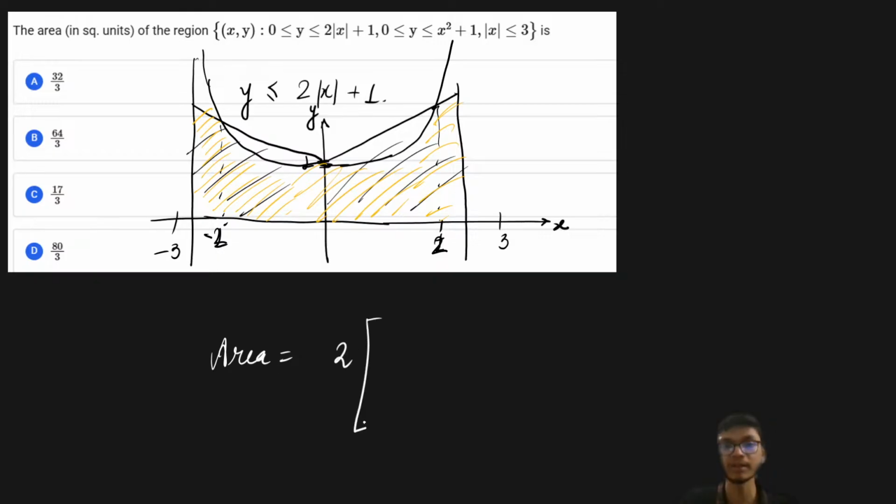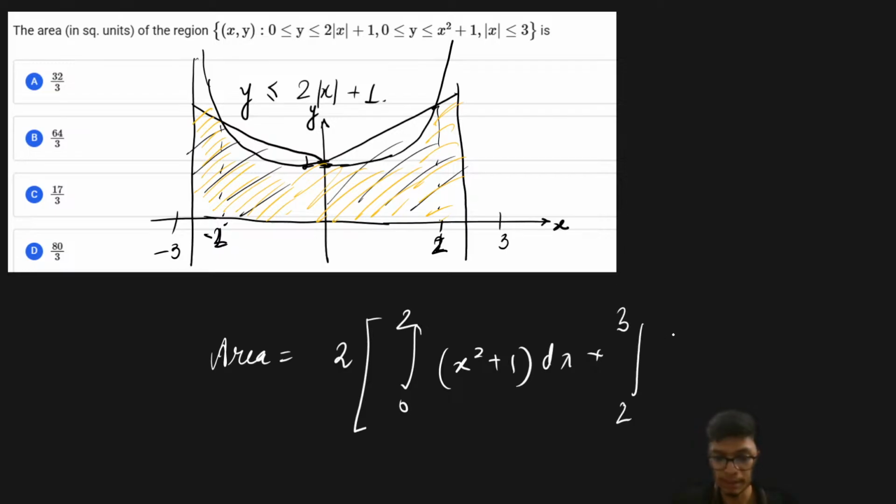Since again it is symmetric about the y-axis, I will just take the positive part of the x and then multiply with 2. So there is 2 times the integral from 0 to 2 of the parabola, that is x square plus 1 dx, plus the integral from 2 to 3 of the line, that is 2x plus 1 dx. So very simple integration.